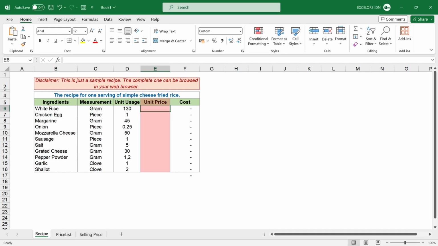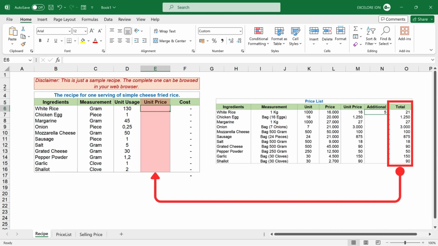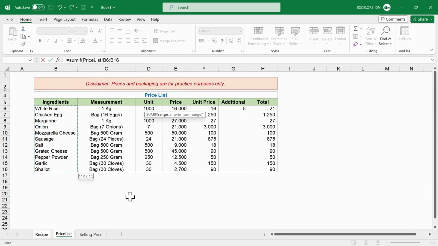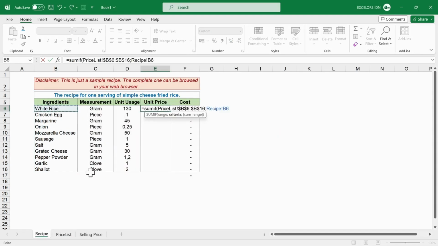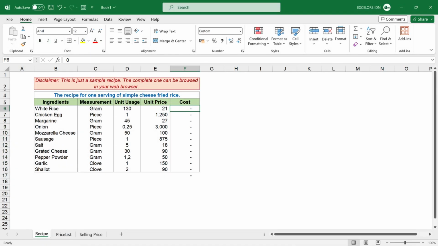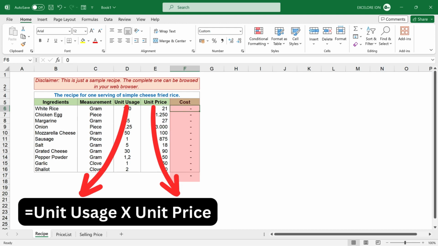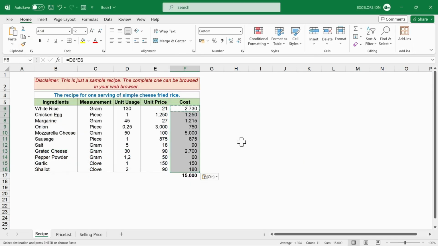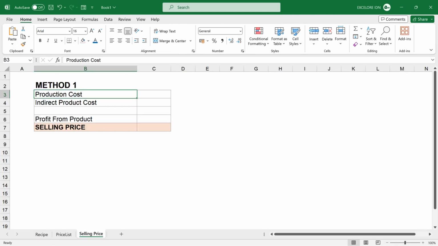Populate it with the total unit price of each ingredient, derived from the price list. This can be done manually or by using the SUMIF formula. Upon completion, start computing the production cost for a portion of the recipe. The formula is unit usage times unit price. The result is 15,000.